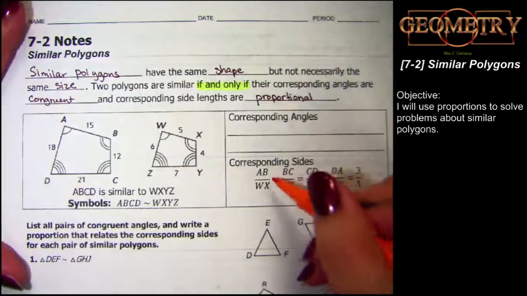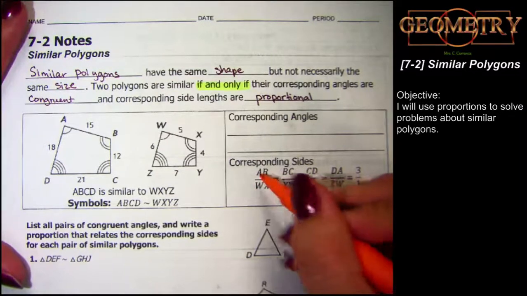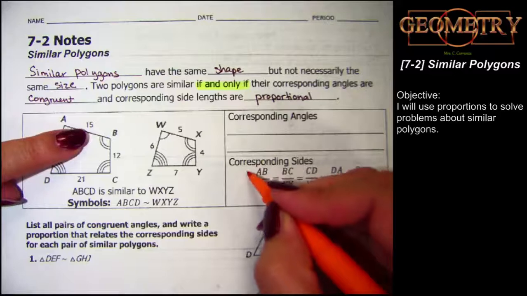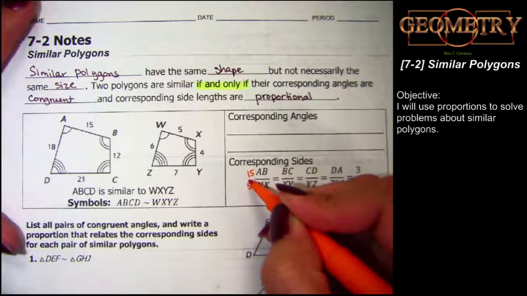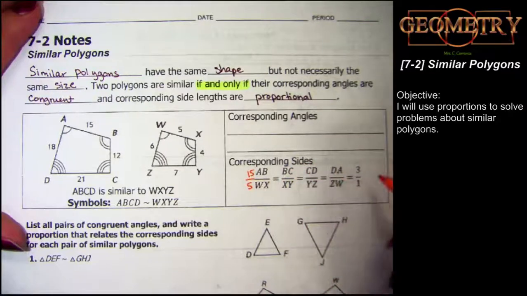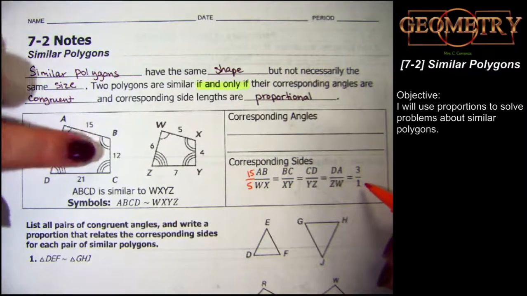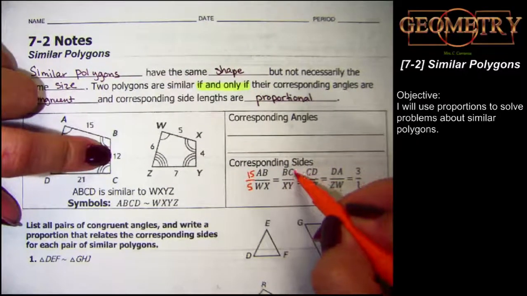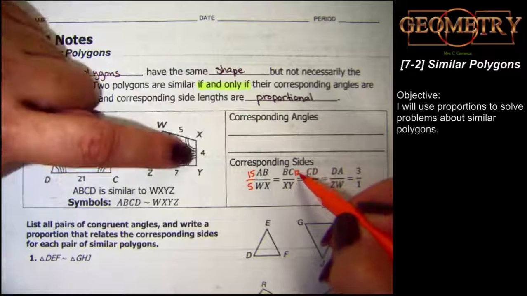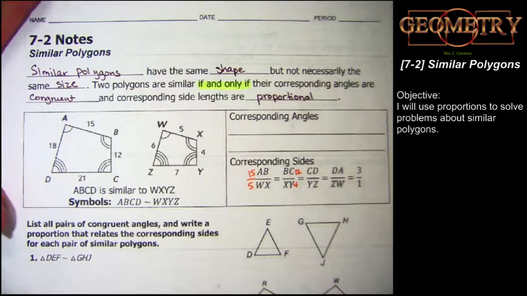So this first fraction says AB divided by WX. So AB's measure is 15. WX's measure is 5, and if I do 15 divided by 5, I get 3, so that seems to work out. Let's do one more just to assure ourselves it's right. BC is 12, XY is 4, 12 divided by 4 is 3. Okay, so that does work out.